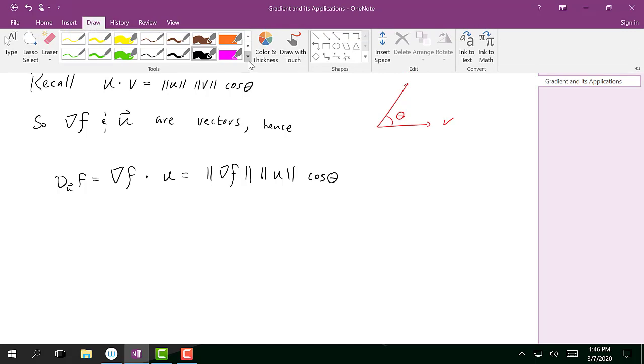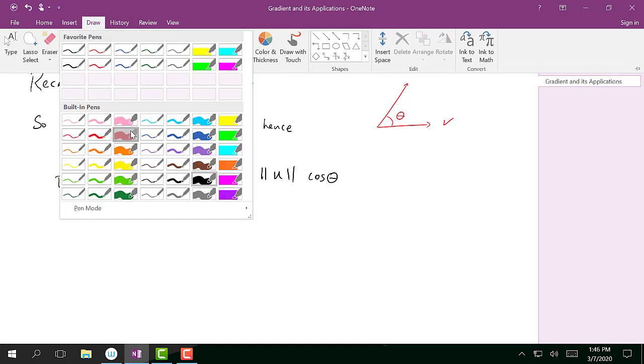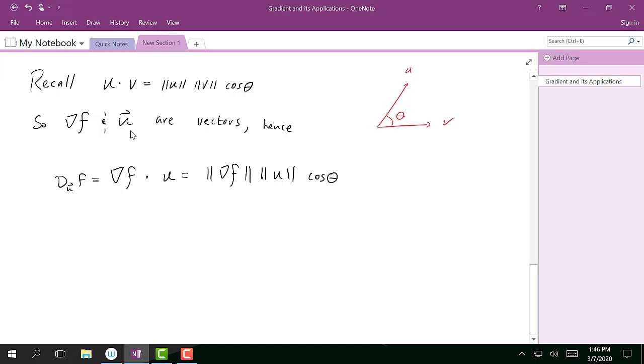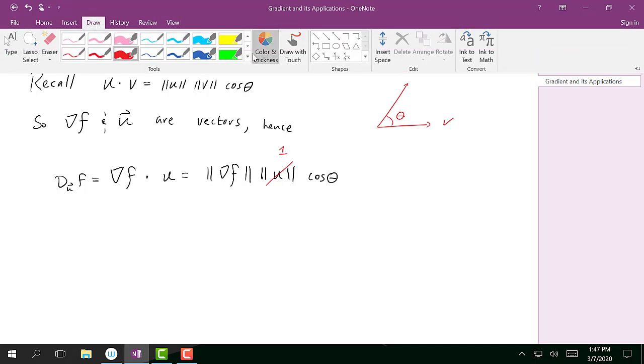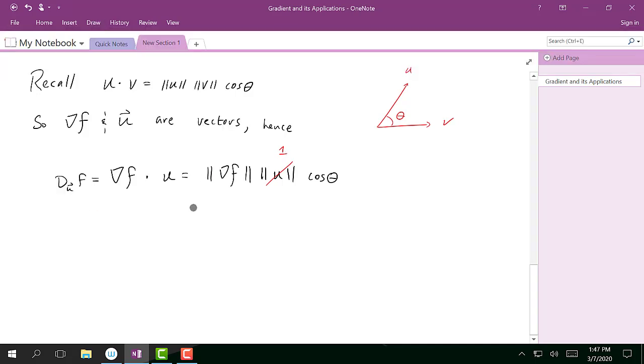And so we can think, well, what's going to simplify here? Well, we know that we take u to be a unit vector, so we know that its magnitude is going to be 1. So we don't need to write this in the product. So what we're going to get is simply the magnitude of the gradient of f times cosine of theta. And this is all going to be the directional derivative in the direction of u.